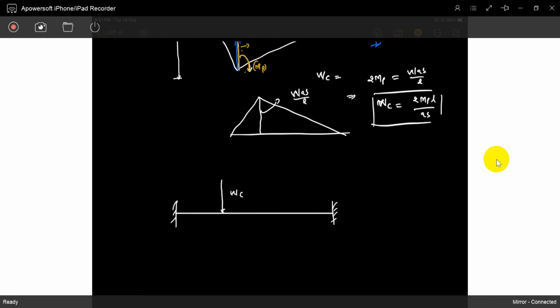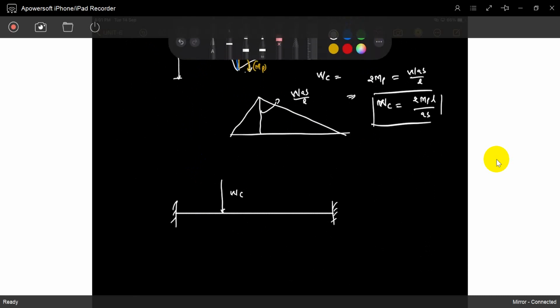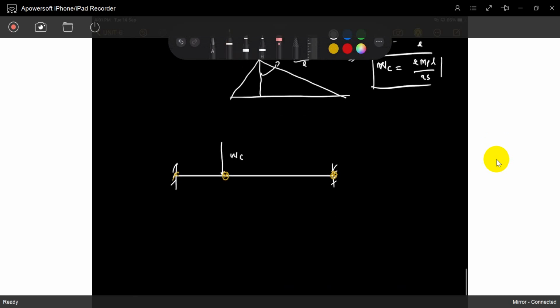WC, it reaches collapse. I said first the bending hinge is formed here, later the hinge is formed here, later under the load. So it will give maximum bending moment. So at that location a hinge is formed. So now you can draw a mechanism.